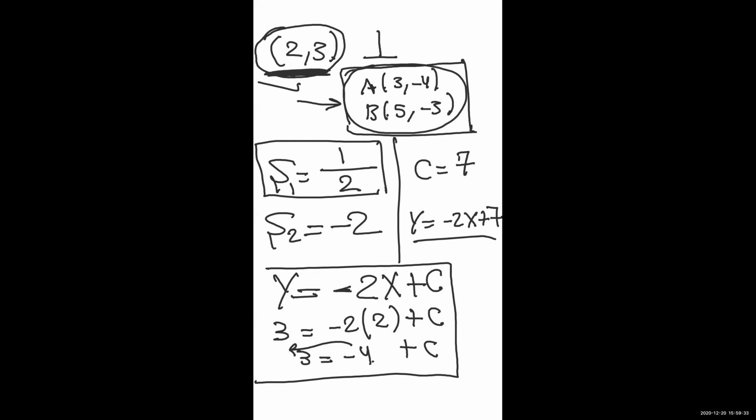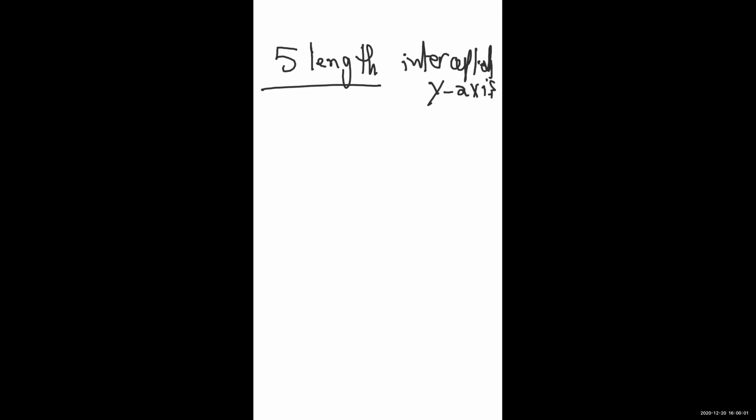The next question. Find the equation of the straight line which intercepts from the positive part of the y-axis 5 length units. So I have here 5 length units. This one is the intercepted part from the y-axis. And it's mentioned in the question that it intercepts from the positive part, so positive part 5 length units.